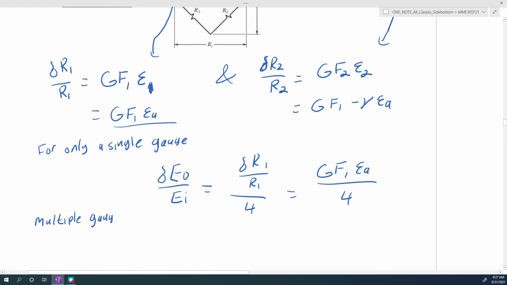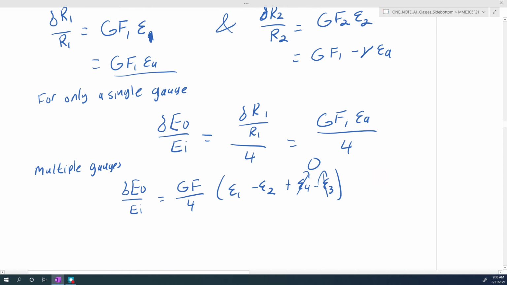So for multiple gauges, the relationship delta EO over EI is going to be equal to the gauge factor over 4 times E1 minus E2 plus E4 minus E3. Now, E3 and E4 don't exist, so we can treat them as being 0.